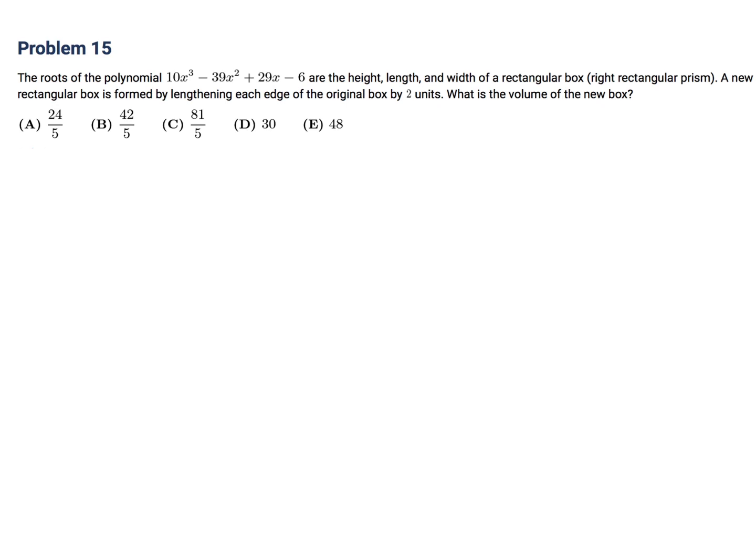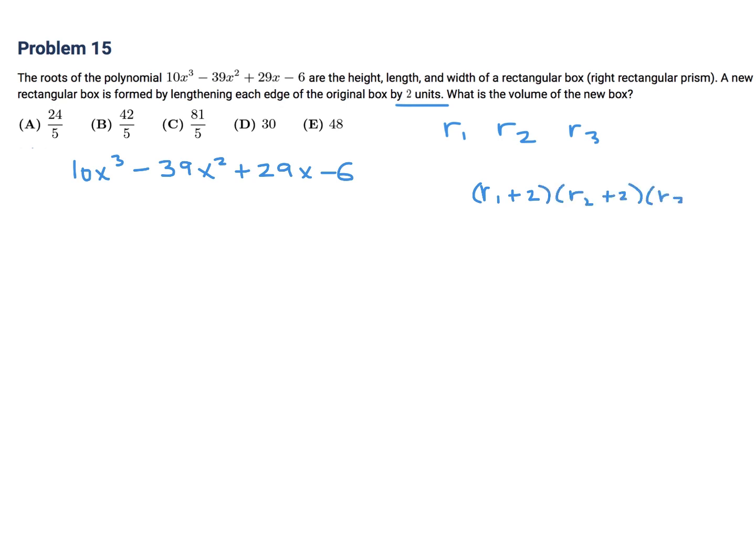Okay, so this expression is 10x cubed minus 39x squared plus 29x minus 6. Let's say the roots are R1, R2, and R3. They're saying that they're going to create a box with these as the height, length, and width, but you are going to add 2 units to each of these. So the height will be R1 plus 2, the length will be R2 plus 2, and the width will be R3 plus 2.